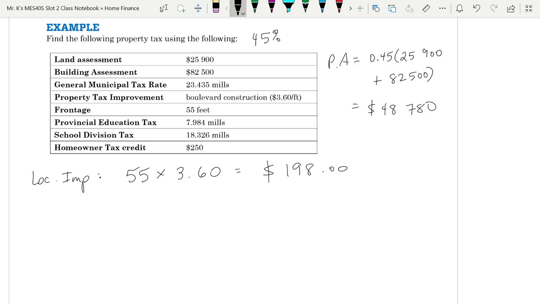All right, next let's do the General Municipal Tax. General GMT. So my General Municipal Tax is, take how much I can be taxed on, divide it by 1,000, and times it by the General Municipal Tax mill rate, which is 23.435 mils. And when you do that, you get $1,143.16.